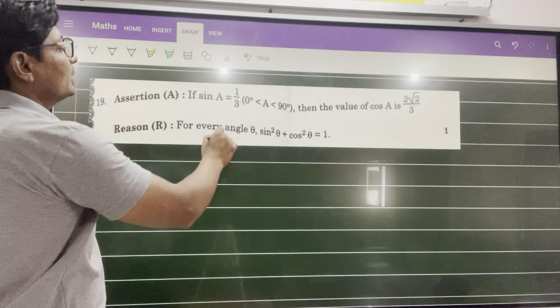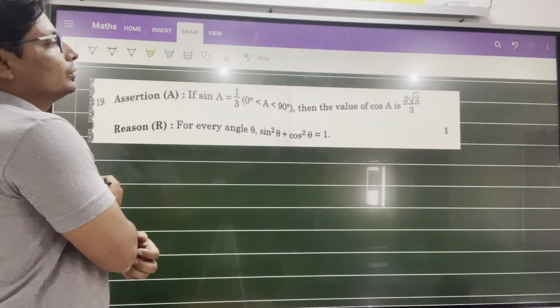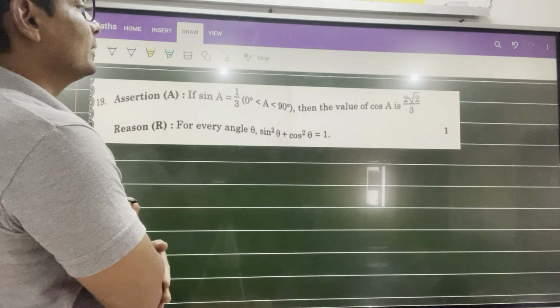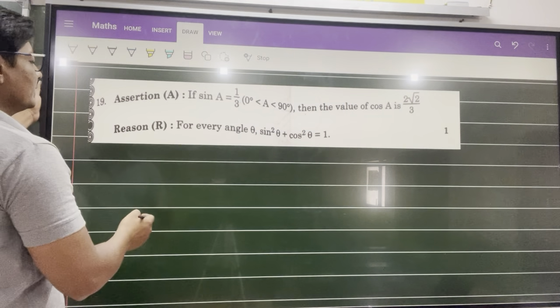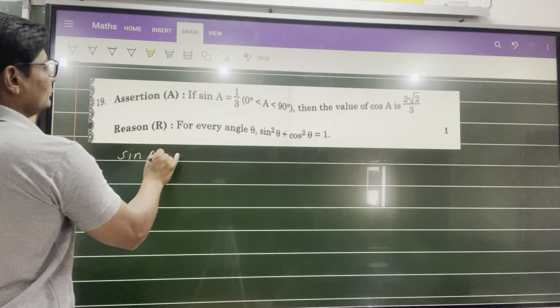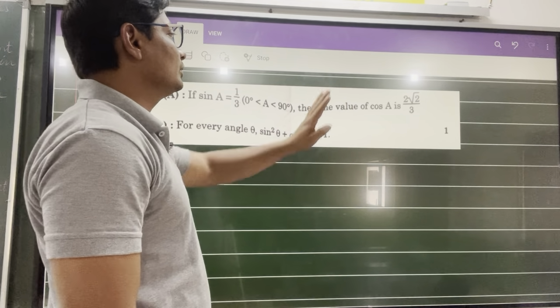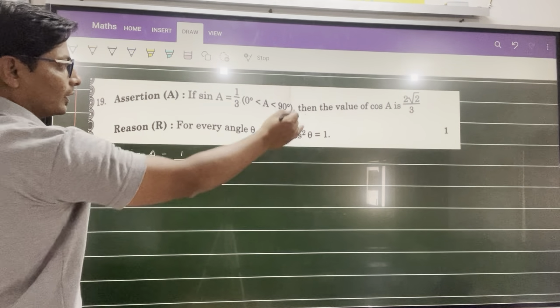So assertion: if sin A equal to 1 by 3, then the value of cos A is 2 root 2 by 3. So which is a correct statement? So here sin A is given as 1 by 3. So therefore it would be equal to 2 root 2 by 3.